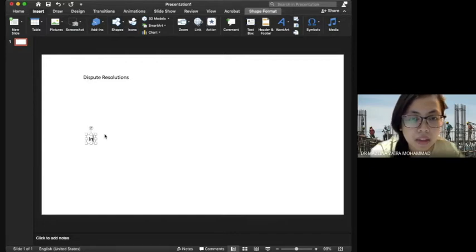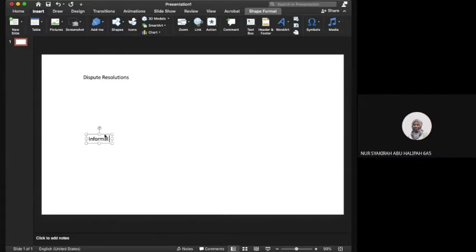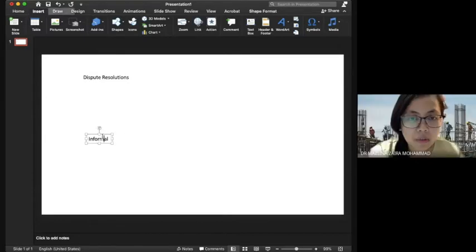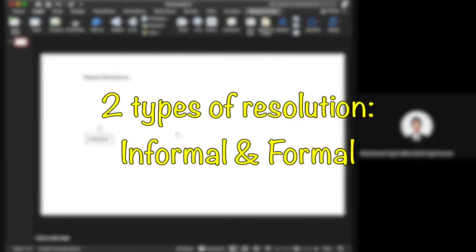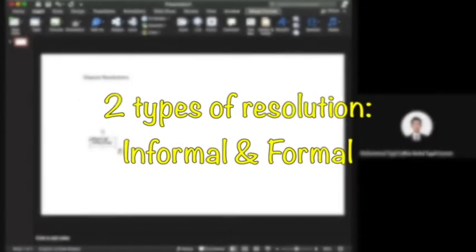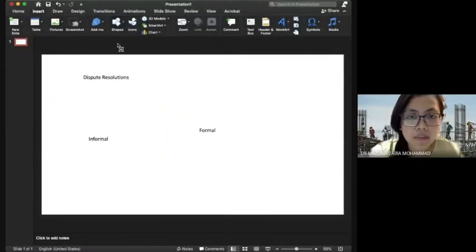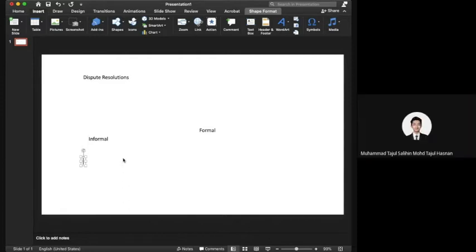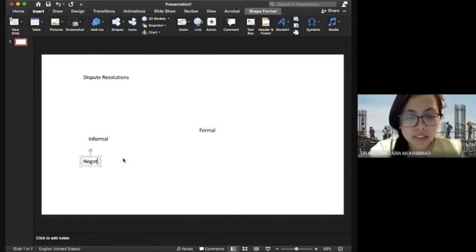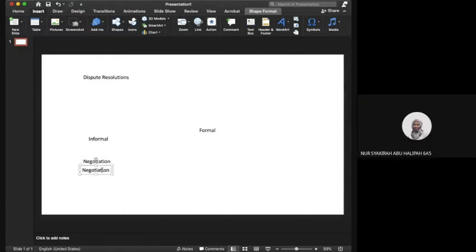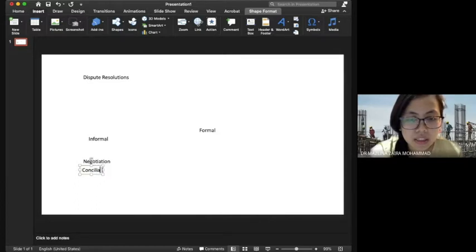Informal and what? Informal and formal. Okay. Under informal, what do they have? Negotiation. Okay, negotiation. And then what else? Conciliation. Conciliation. Okay, mediation. What else?